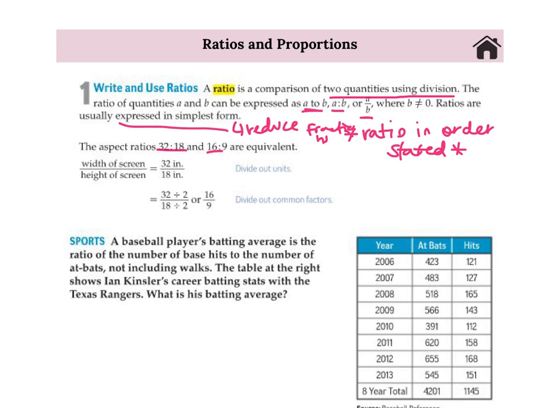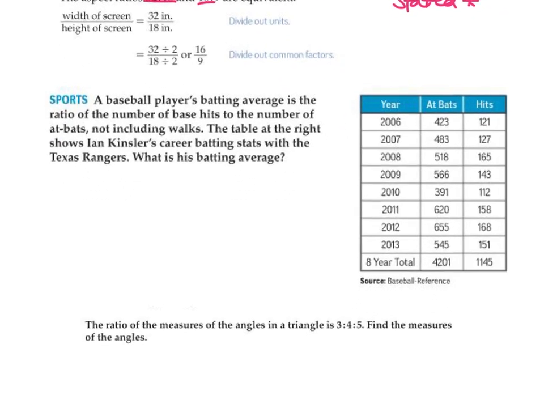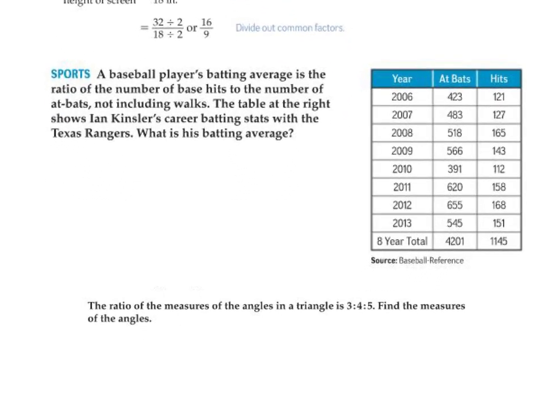Okay, so as far as sports go, ratios in the real world of sports, we're told that a baseball player's batting average is the ratio of the number of base hits to the number of at-bats. So I want to make an example of that, okay? So number of base hits. Remember, a ratio can be written as a fraction. Number of at-bats.